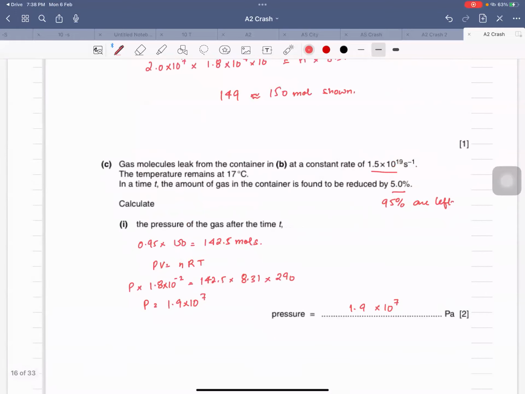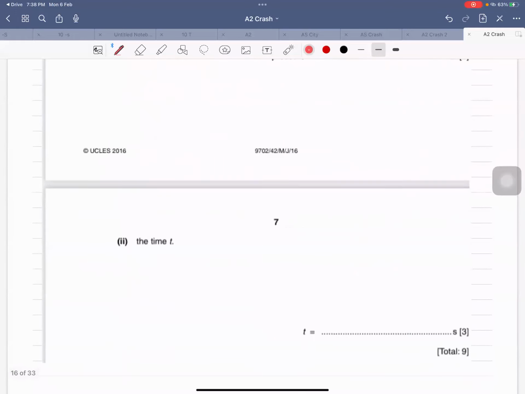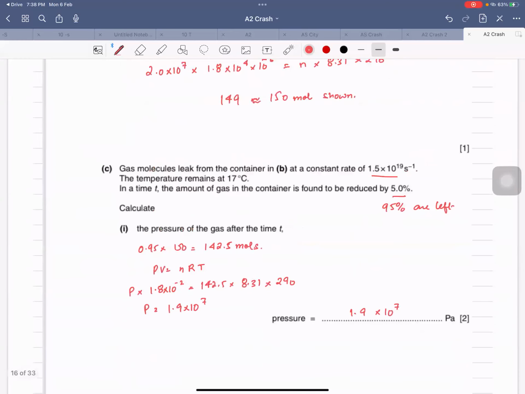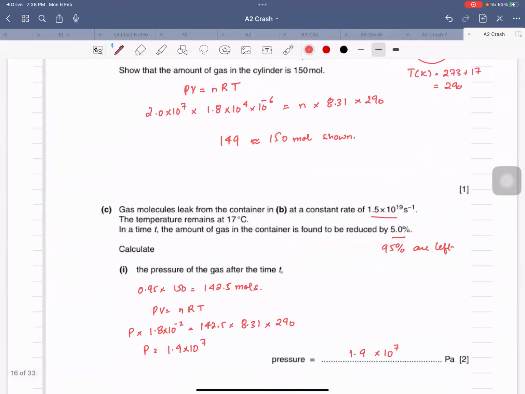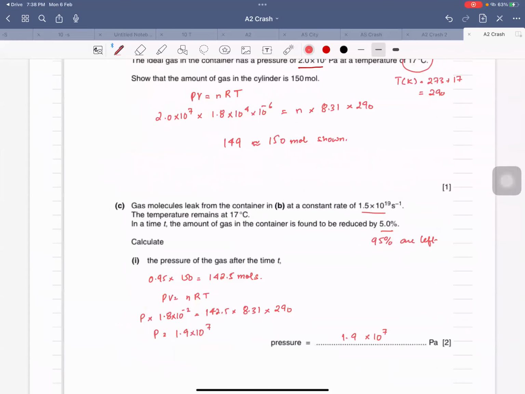Sir, can you go to the previous question? Yes, the previous bit. Here we calculated the moles as 149.4, right? Mm-hmm. So how did you make it 150?